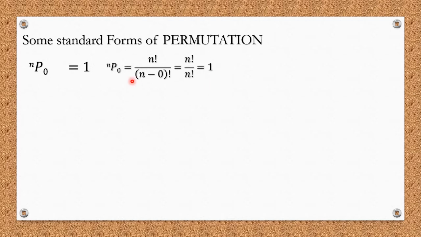So nP0 is 1. This is the proof. If you want, else just write nP0 is equal to 1. This is the standard form.